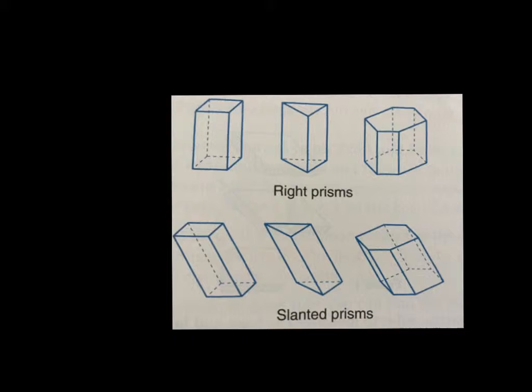We have right prisms, we have slanted prisms, right meaning it has a right angle, a 90-degree angle, and slanted meaning it's tilted on its side, like the Leaning Tower of Pisa. So we can see that we have two different kinds of prisms here. We have a rectangular prism, which is this, and we have a triangular prism, which is this.